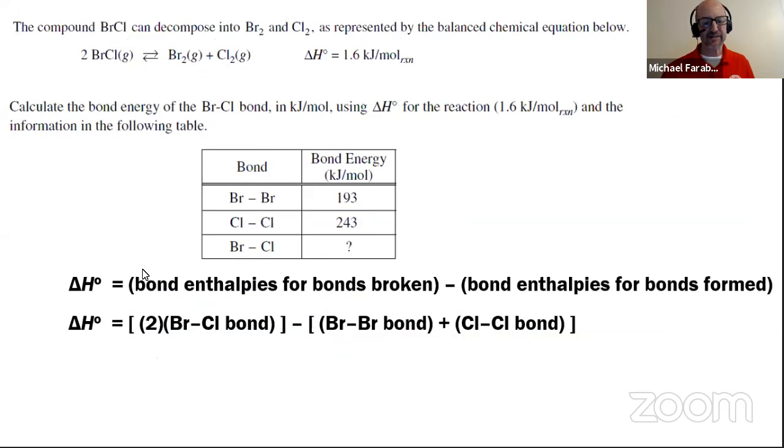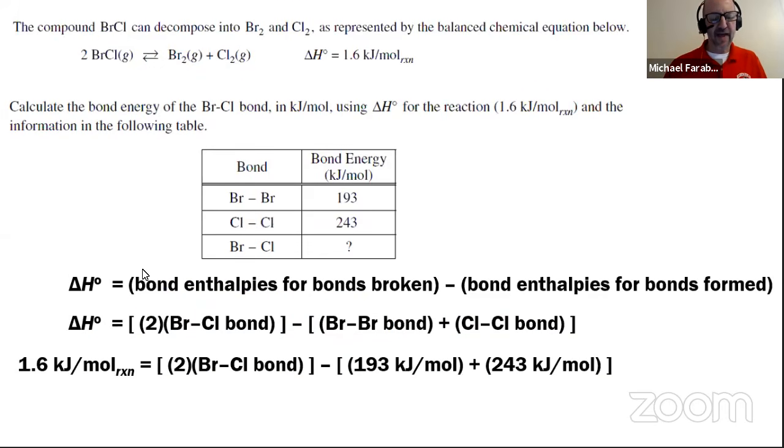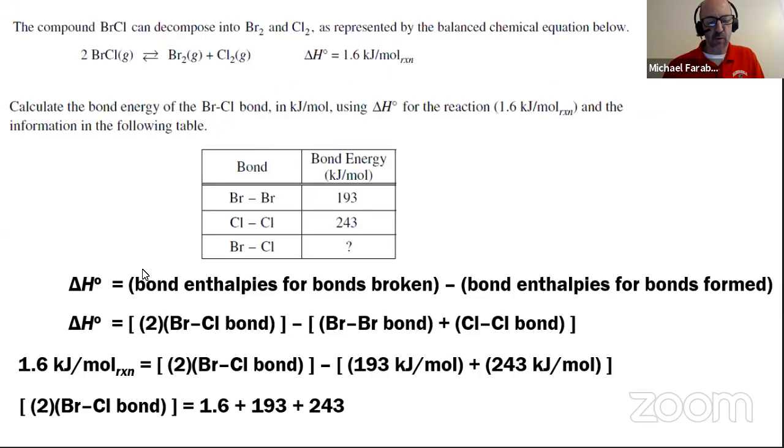All right, they gave us the delta H was 1.6, and that is equal to 2 times whatever the bond enthalpy of a Br-Cl bond is. We don't know that yet. That's the question mark in the table, minus 193 plus 243. So we'll go ahead and just combine the numbers. So 2 times the Br-Cl bond, which we don't know yet, is equal to 1.6 plus 193 plus 243. Now, be careful.